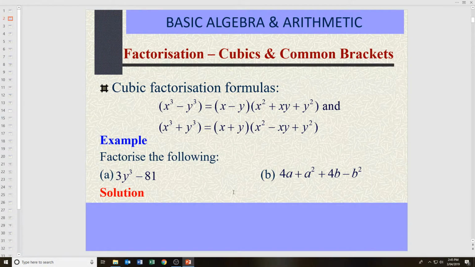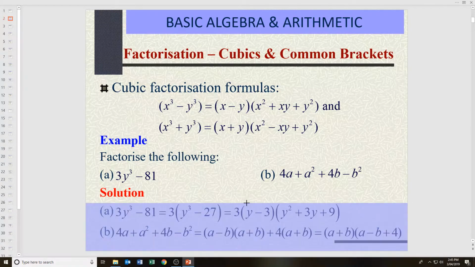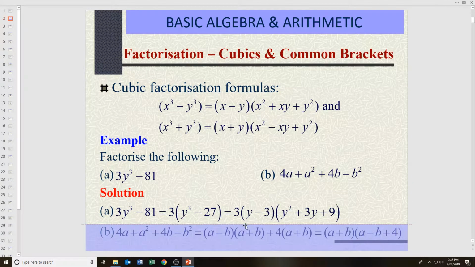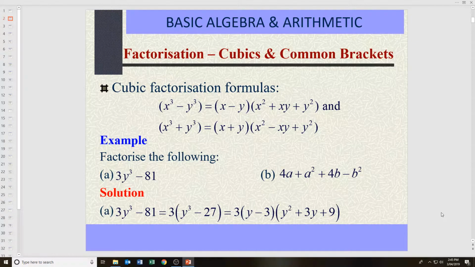Now let's have a look at an example. 3y cubed minus 81. Now clearly that can't be factorized directly into a cubic factorization because it's not in that format yet. So let's have a look at how we do that. The first thing we need to do is factorize the 3 outside, leaving us y cubed minus 27.